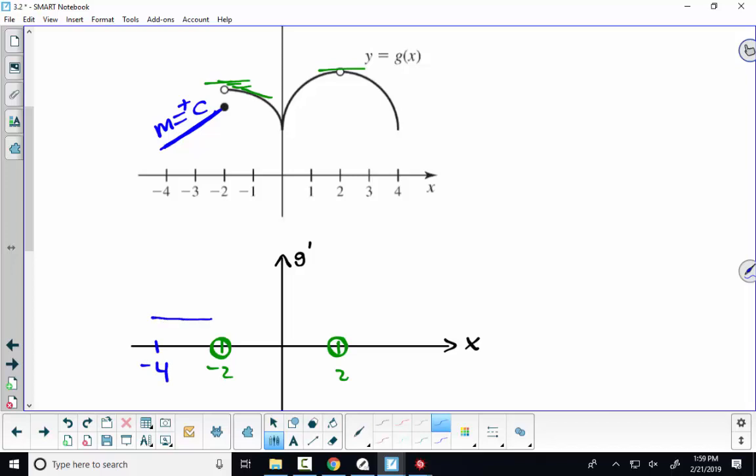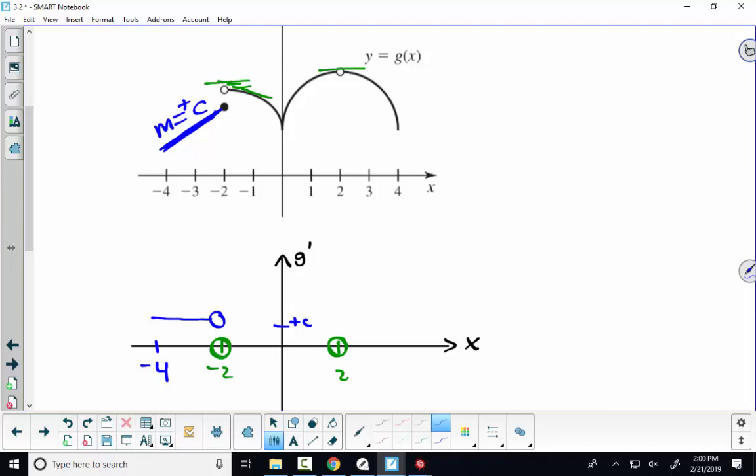What happens when we get to -2 on the blue piece? What happens to the tangent lines at -2? Are they defined there? No, because the function's not continuous. So whatever, I don't know that value. There's my positive c as the output of that derivative. So that's for that linear piece.